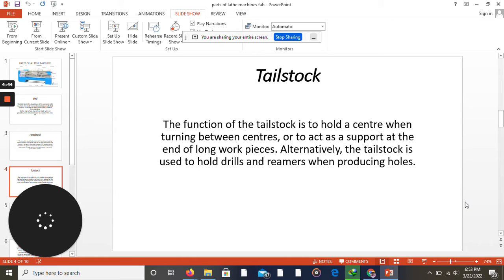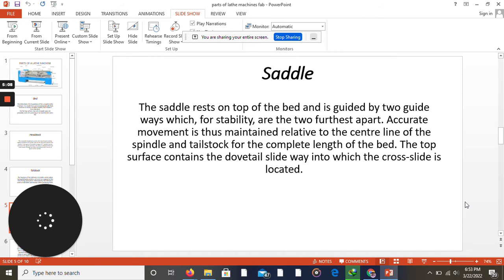Can you see tailstock? Yes. Who can read for us something there under tailstock? Yes, thank you very much. That is Frederick. The next is saddle. Can somebody, Mark Muhati, you can read for us what is under the saddle.